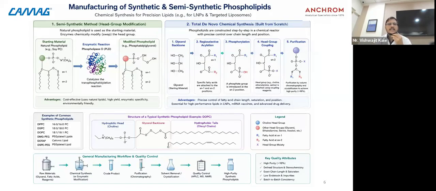And this is the second type of phospholipid, and the manufacturing process for synthetic and semi-synthetic phospholipids. In natural phospholipids, there are some limitations. They don't have a particular carbon chain and selective carbon chain structure. So synthetic and semi-synthetic phospholipids allow us to embark the exact composition of carbohydrates, that is polar and non-polar chains of carbohydrates, into the molecule.